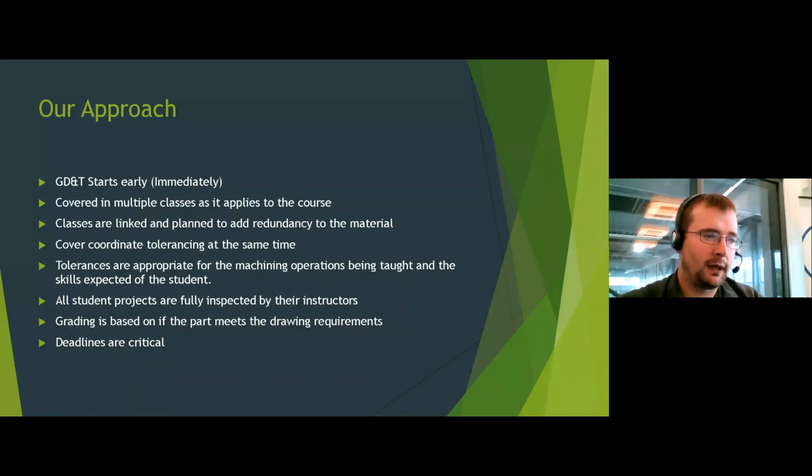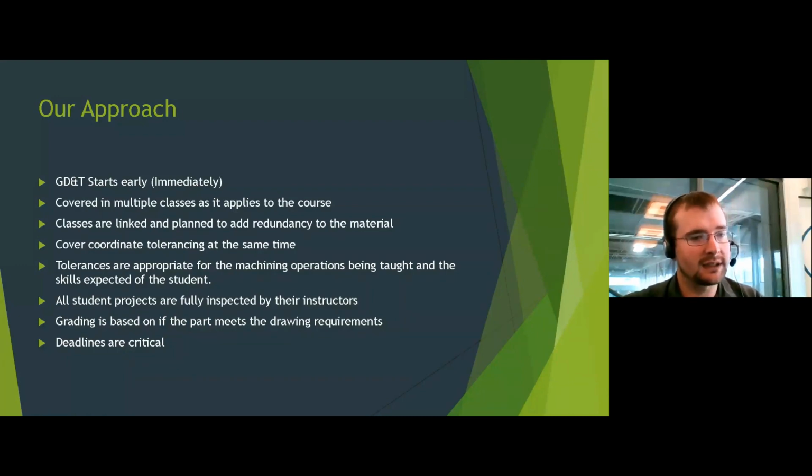And we have found that it is much easier for the print reading instructors to have their more dry lectures on it when they have a reason to learn it. So that goes into the next bullet point here, is covered in multiple classes. It's everywhere. It's not like if I make it through geometric tolerancing, I'll never see it again. It's, well, you got to learn this, and we try.